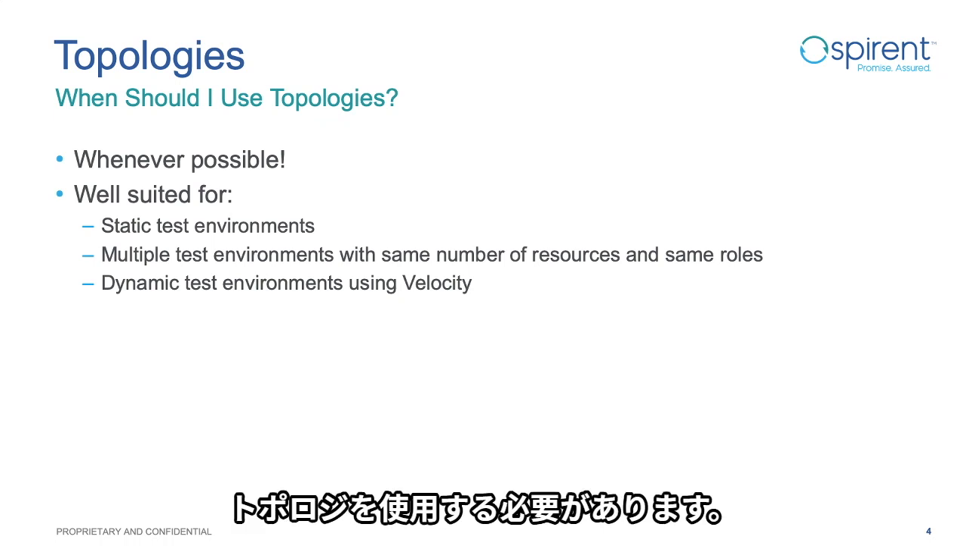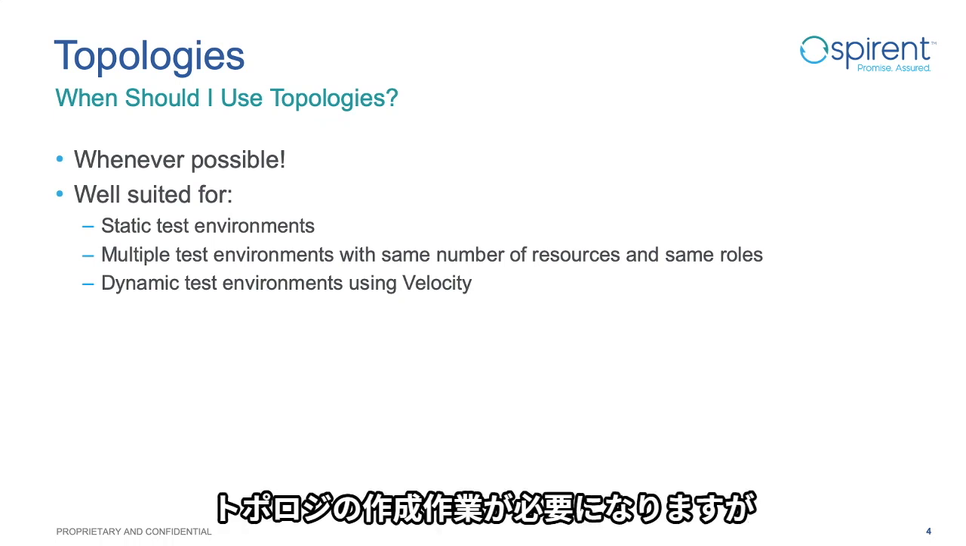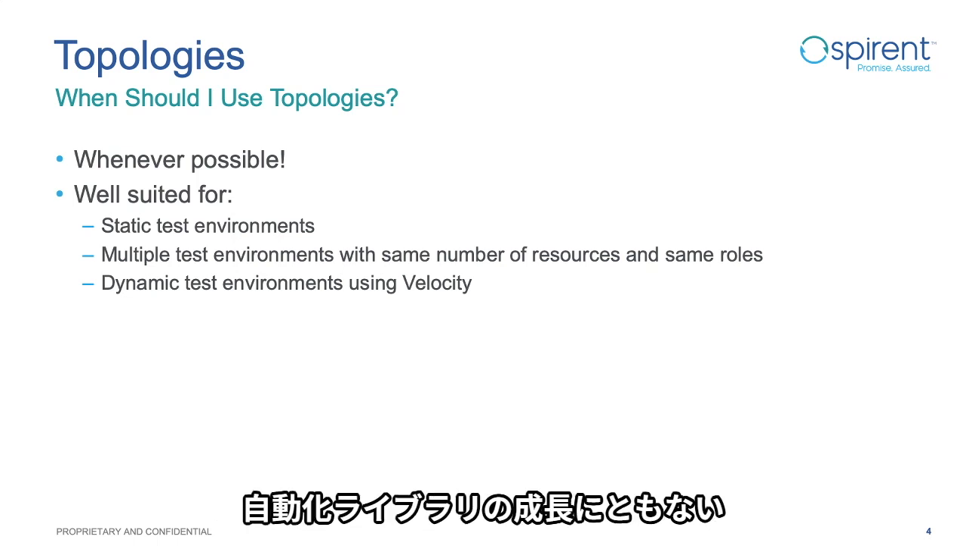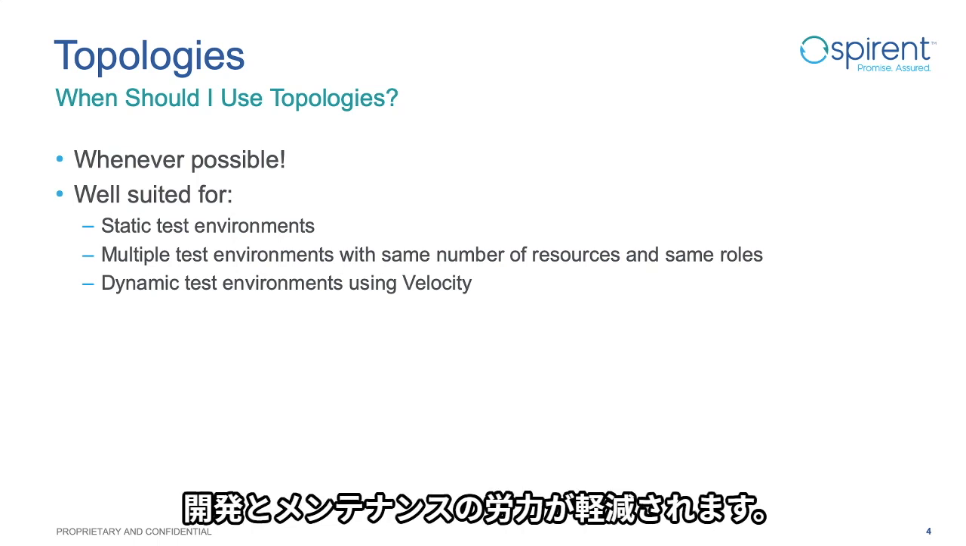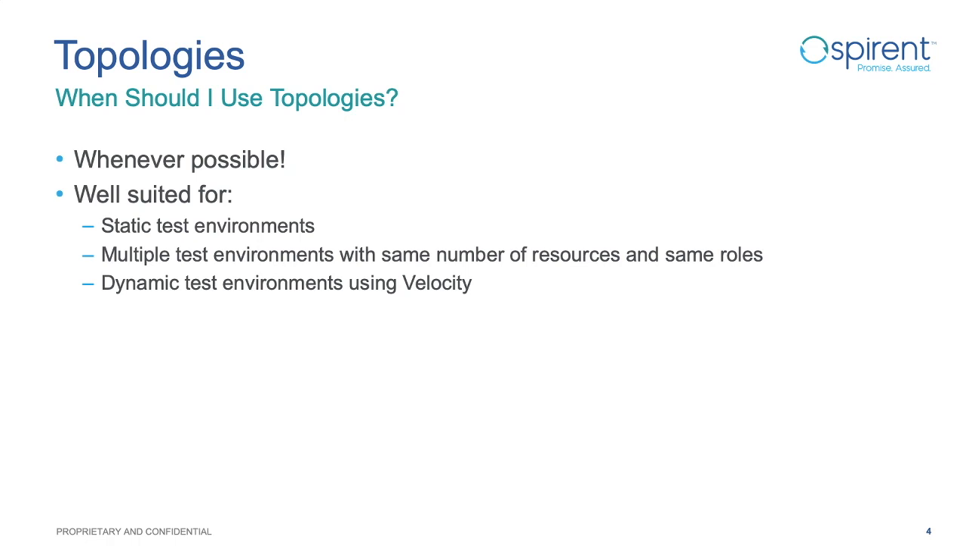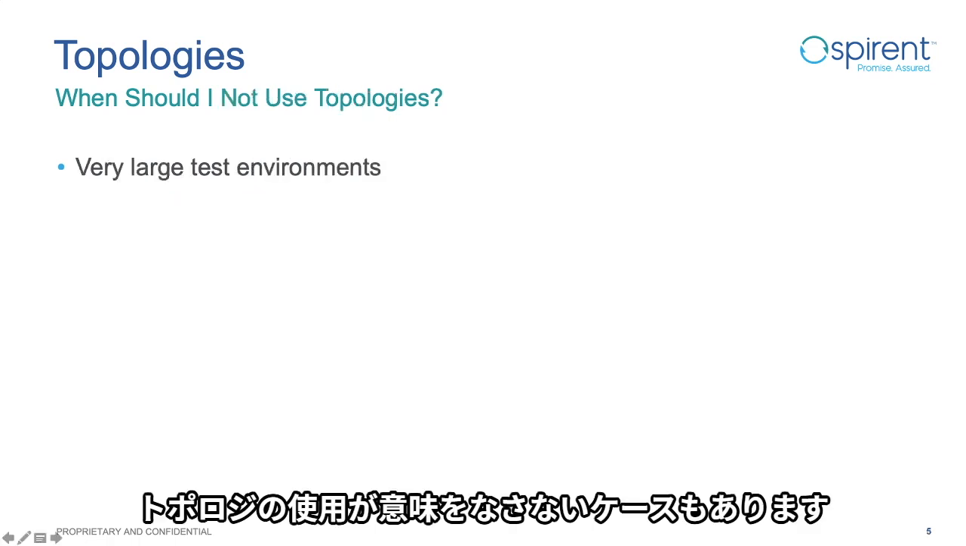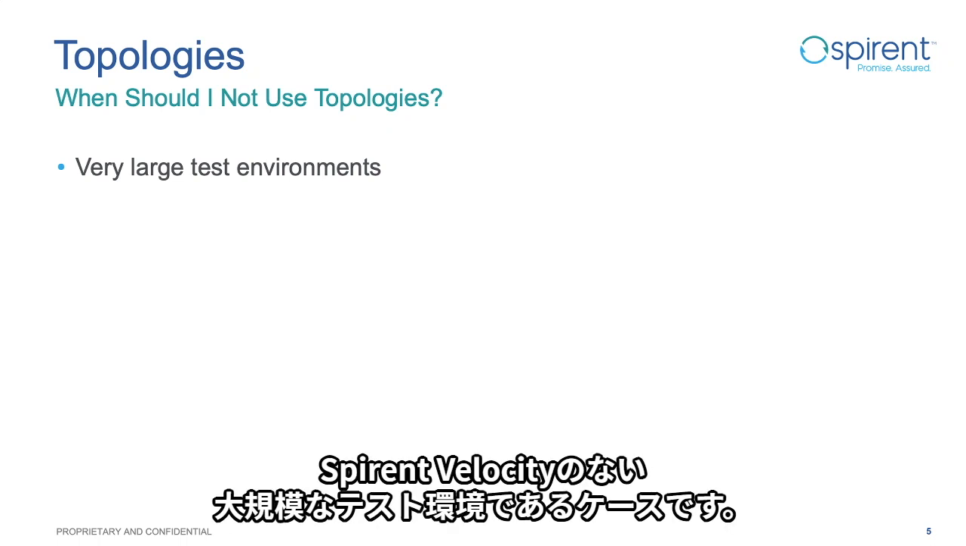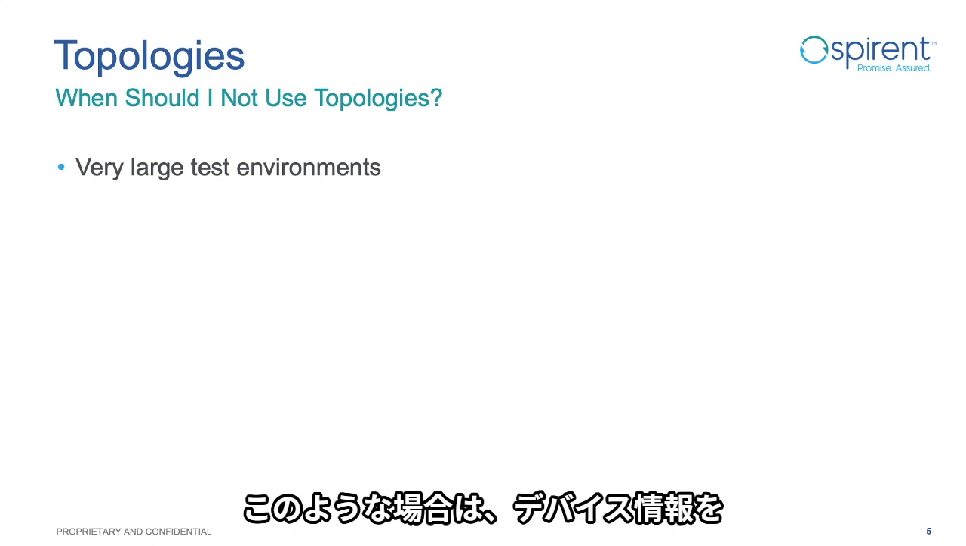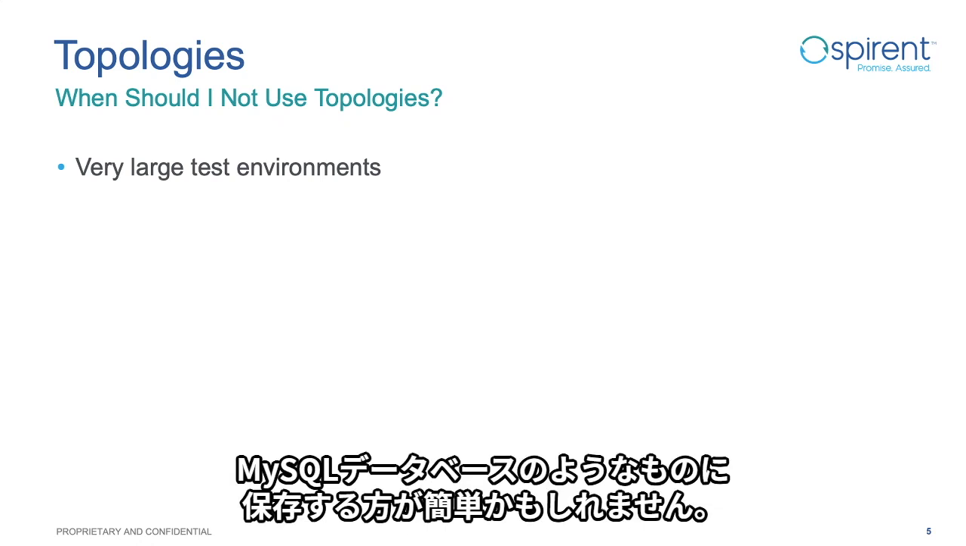99% of automation environments should use topologies. Creating many topologies might mean some extra work up front, but it will pay off in reduced development and maintenance effort as your automation libraries grow. The only time it might not make sense to use topologies is when you have a very large test environment without Velocity. In this case, it could be easier to store device information in something like a MySQL database.